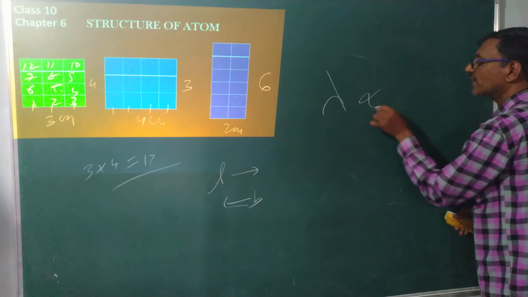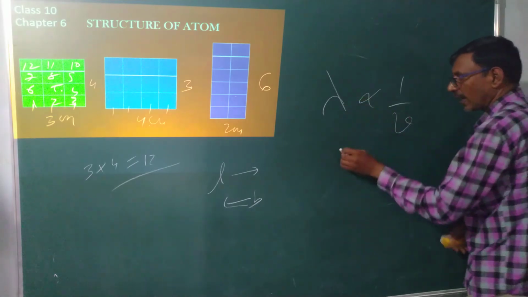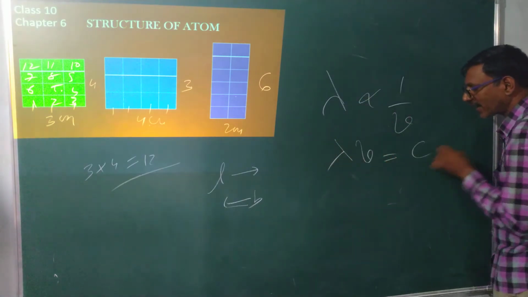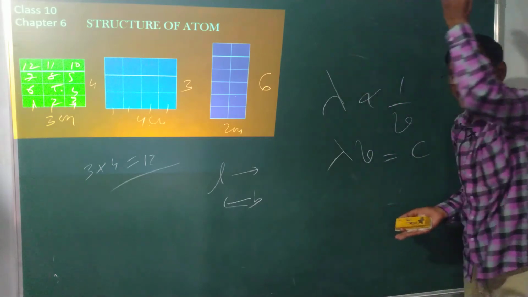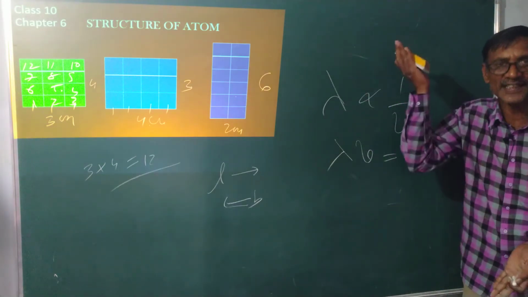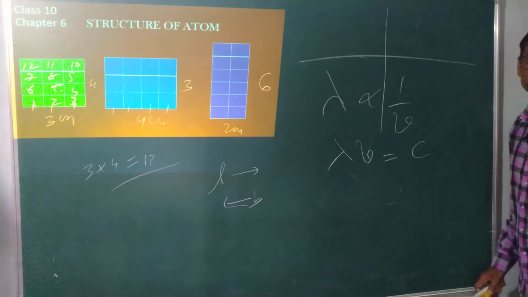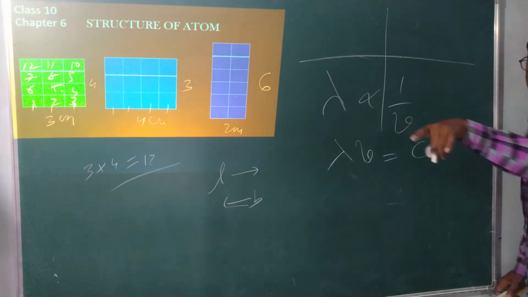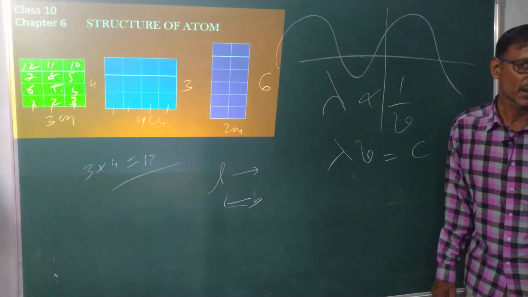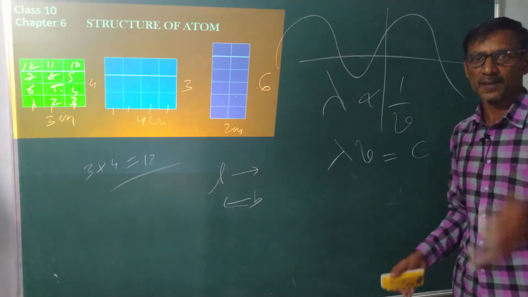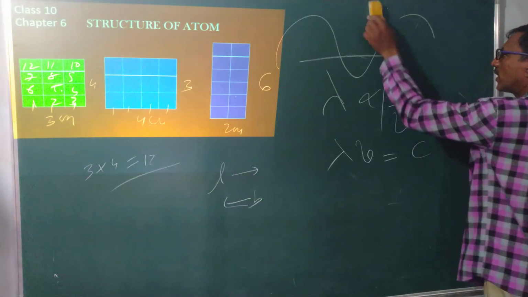Similarly, lambda is inversely proportional to 1 by frequency. Lambda into nu must be a constant, whatever it means. Here 3 fours, 4 threes, 6 twos, whatever. Lambda increases, frequency decreases. Frequency increases, length will decrease. I told you clearly, the number of peaks passing a point per unit time is called frequency. If the wavelength is very large, the number of peaks will be less. If the wavelength is very small, the number of peaks will increase. Am I clear?